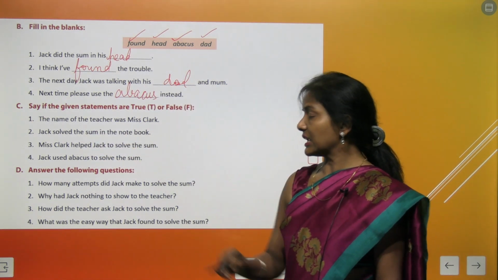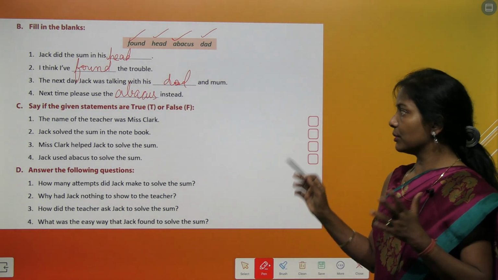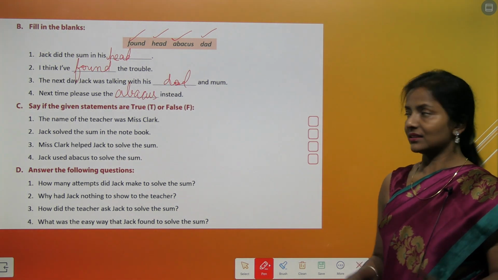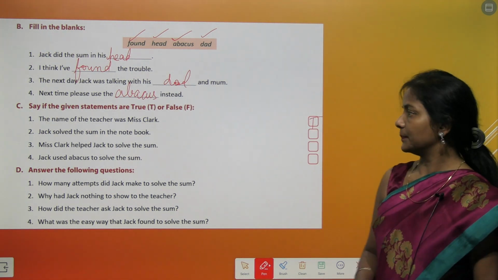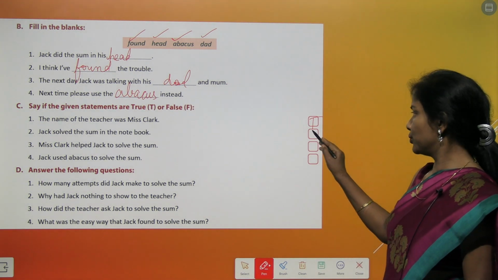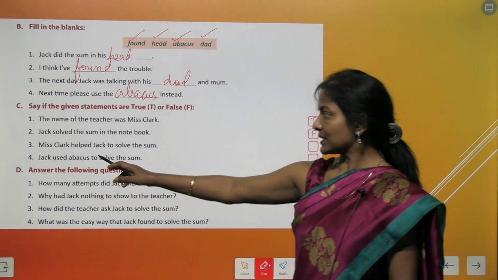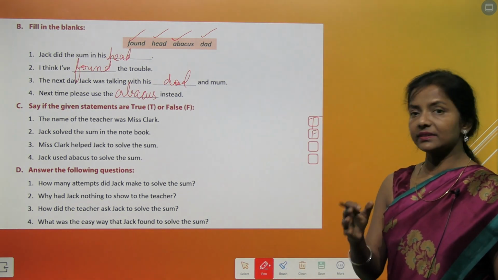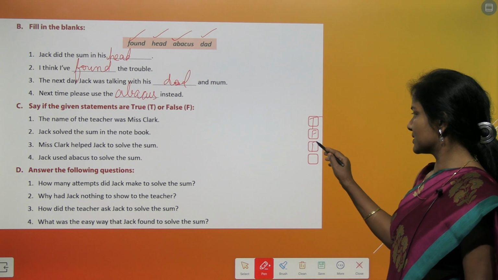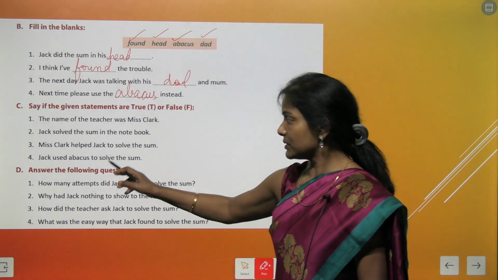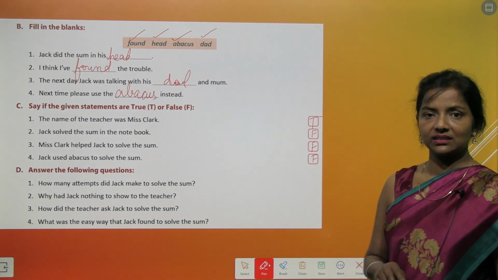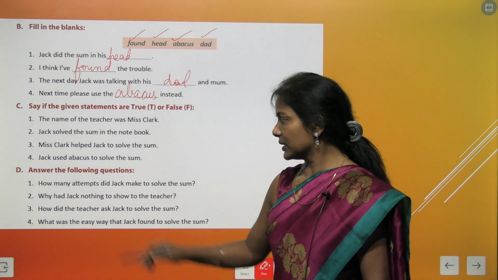Say if the given statements are true, T, or false, F. The name of the teacher was Miss Clark. Yes, it's true, T. Jack solved the sum in the notebook. No, false, F. Miss Clark helped Jack to solve the sum. No, false. Jack used the abacus to solve the sum. No, he didn't use it. False.